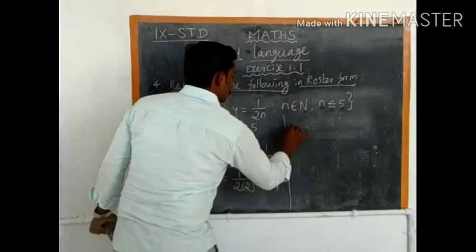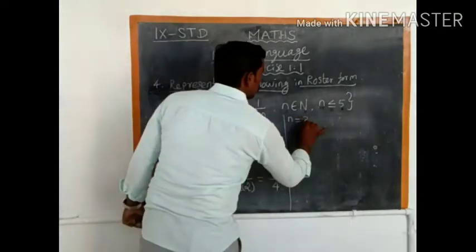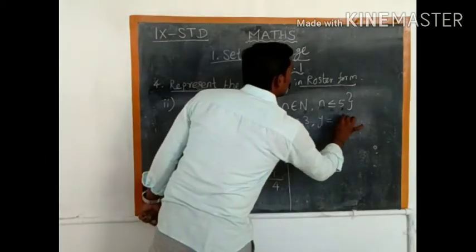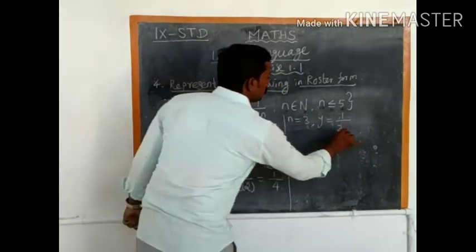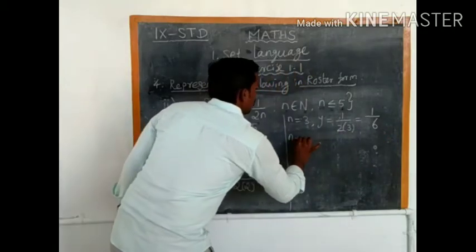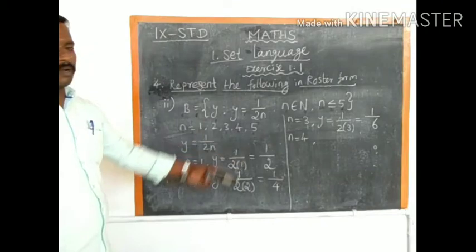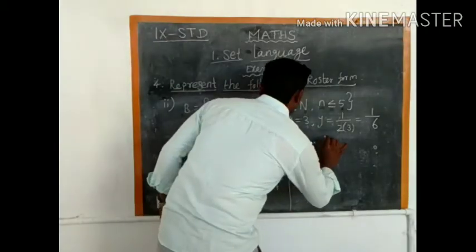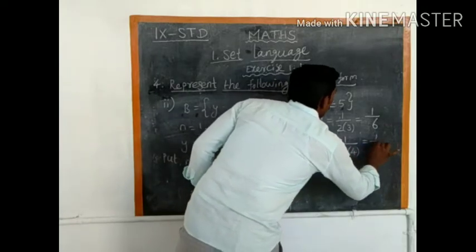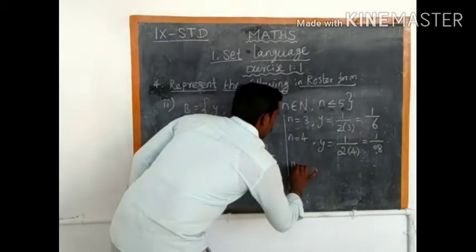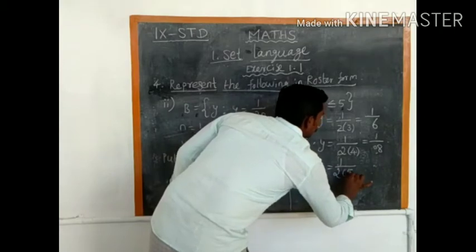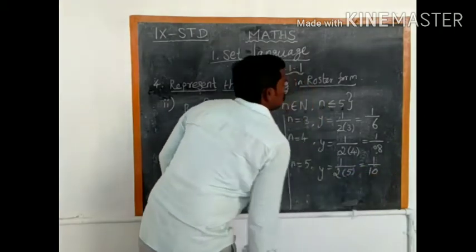Okay. Next put n is equal to 3. The general term is y is equal to 1 by 2n. So y is equal to 1 by 2 times n, now replacing n by 3. So it is equal to 1 divided by 2 times 3, which is 6. Next n is equal to 4. Put n is equal to 4. We are substituting the n value: y is equal to 1 divided by 2 into 4, which is equal to 1 divided by 8. Finally n is equal to 5, y is equal to 1 divided by 2 into 5, which is equal to 1 divided by 10.